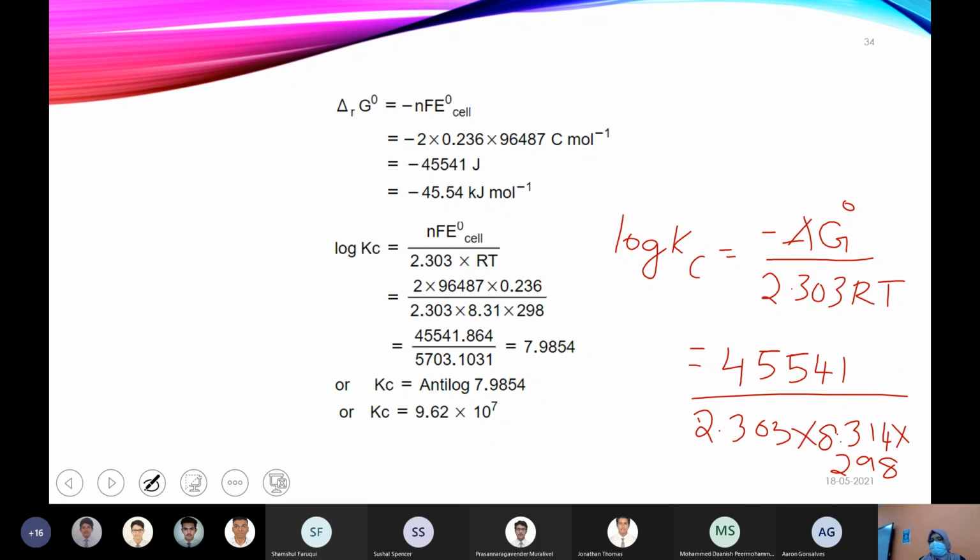7.9854. That part you already calculated, negative delta G, and you already got 45,000. That's what you're directly using. But if you're taking 96,500, then your answer will be 7.9865. At least 3 digits are the same, no? It's fine.